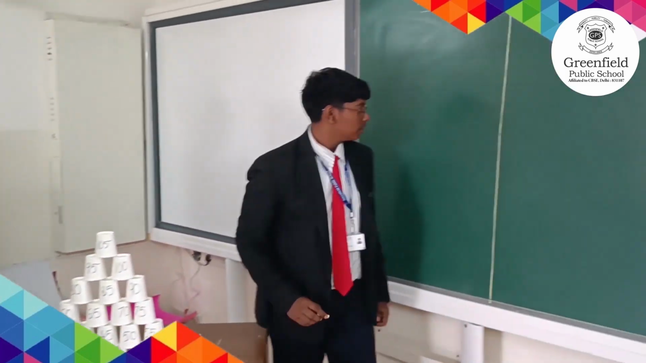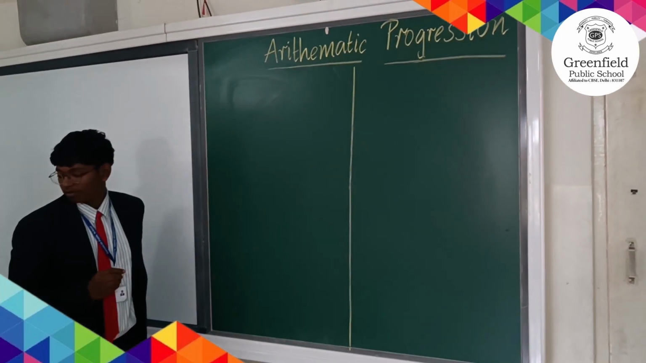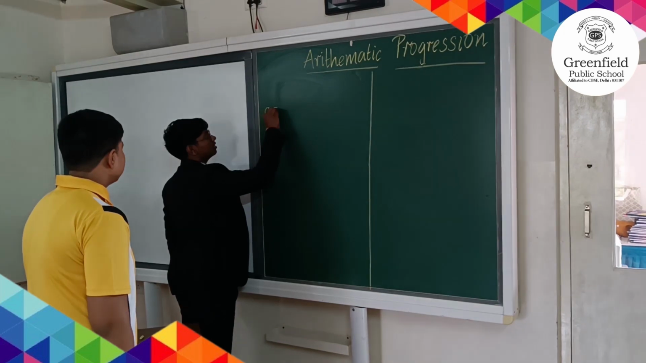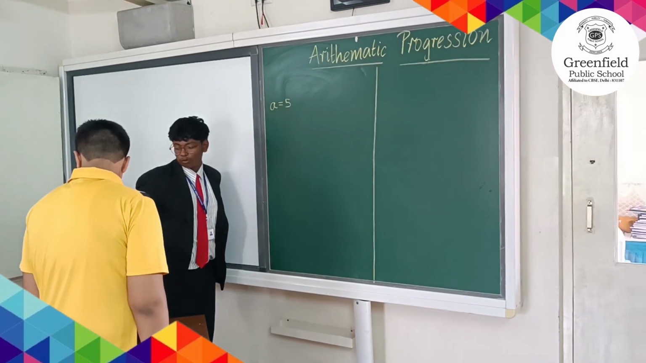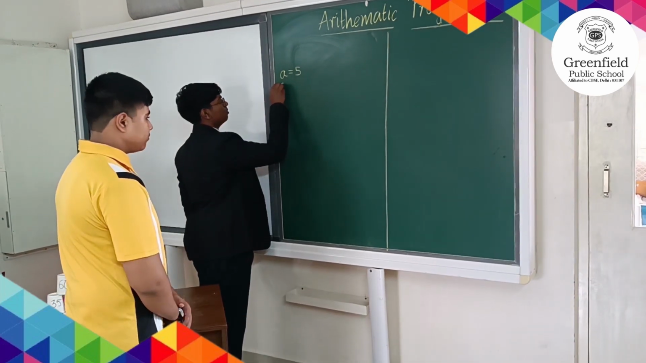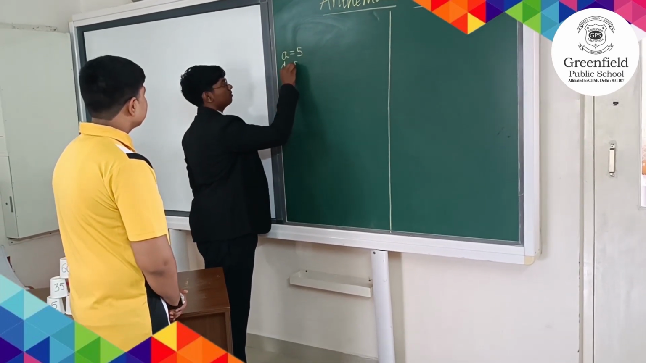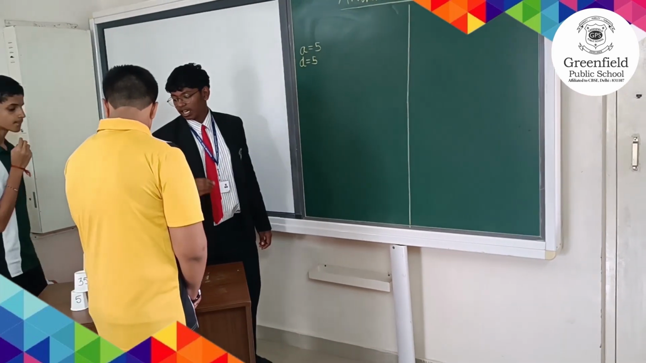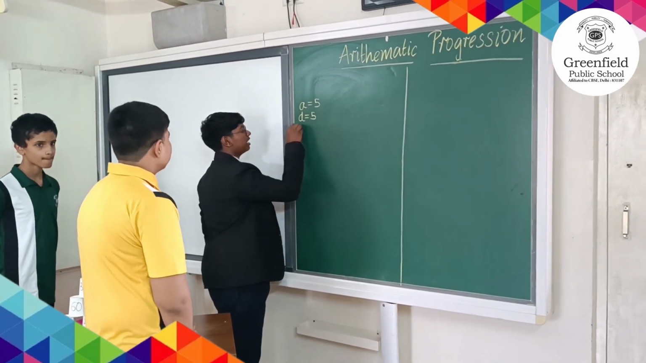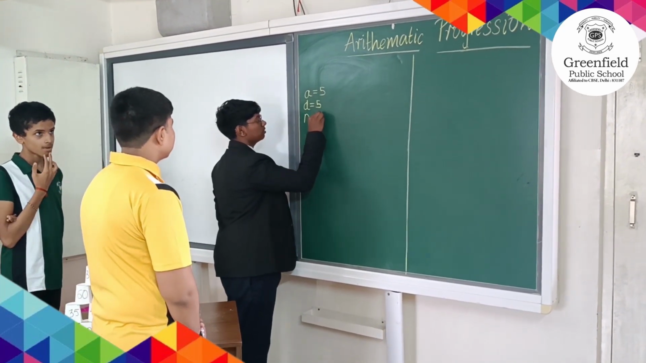I'll show you the formula. So, tell me what is the value of the first cup? It's 5. So, we'll take a is equal to 5. What is the difference between the first cup and the second cup? It's 5. So, we take the difference d as 5. Now, which cup do you want to find? The 7th cup. So, we take n is equal to 7.